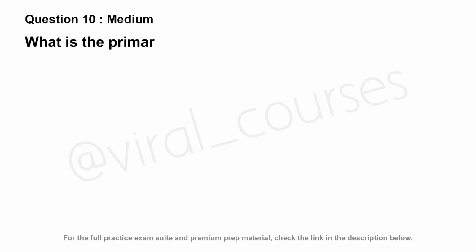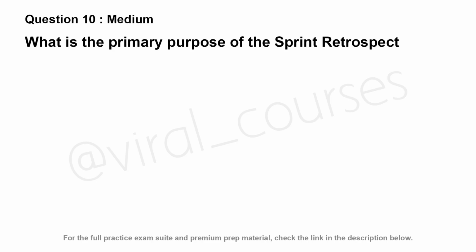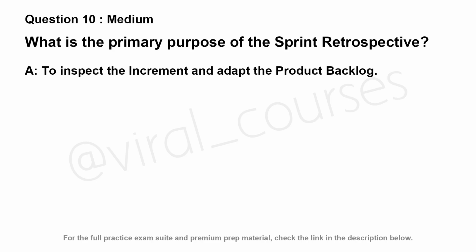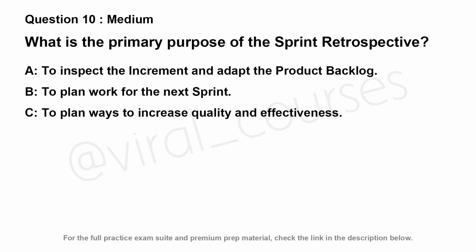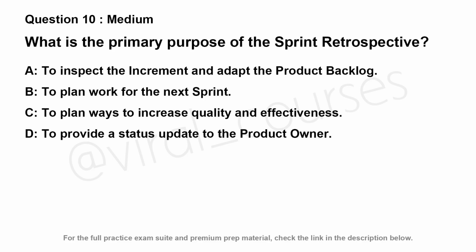What is the primary purpose of the sprint retrospective? Option A. To inspect the increment and adapt the product backlog. Option B. To plan work for the next sprint. Option C. To plan ways to increase quality and effectiveness. Option D. To provide a status update to the product owner.